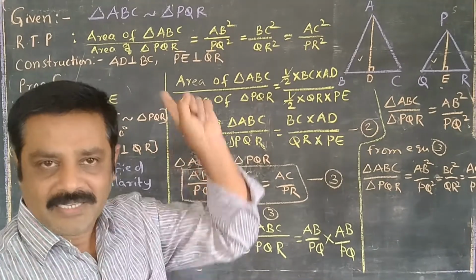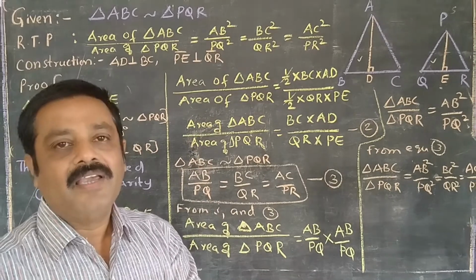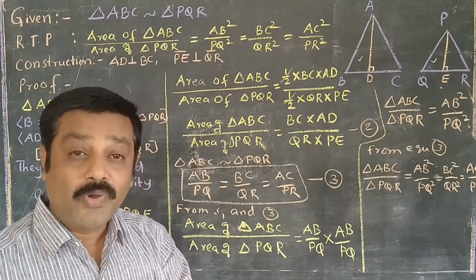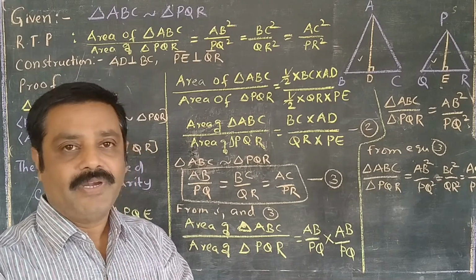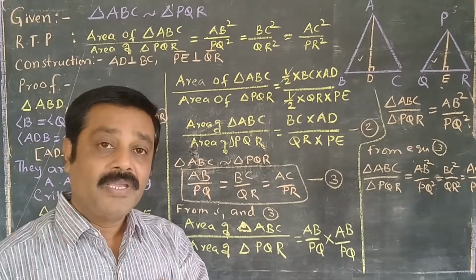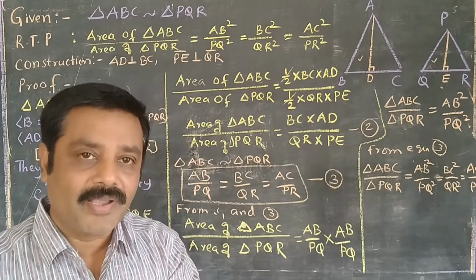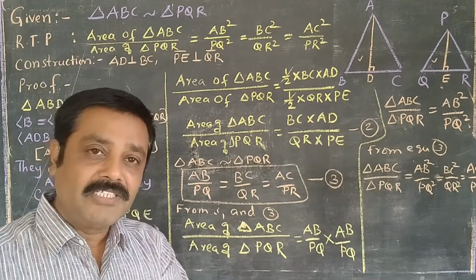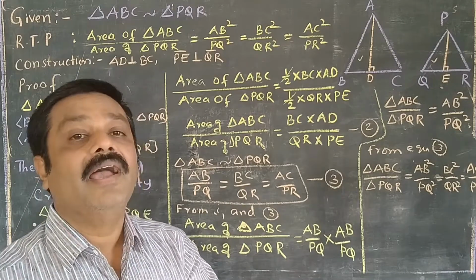First question is the given question. The ratio of areas of two similar triangles is equal to the ratio of squares of their corresponding sides. This is the first question. Instead of corresponding sides, corresponding altitudes. Instead of corresponding altitudes, corresponding medians. Instead of corresponding medians, corresponding angle bisectors.